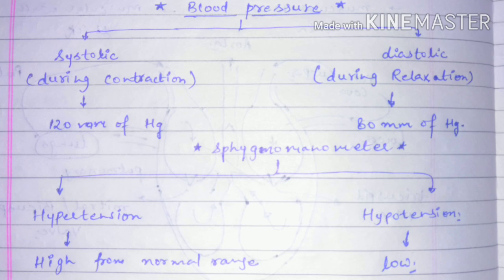There are two types of terminology according to blood pressure. Number one, hypertension, and another one is hypotension. Hypertension is the blood pressure which we see when the blood pressure is high, more than the normal range, and when the blood pressure is lower than the normal range, that is hypotension.